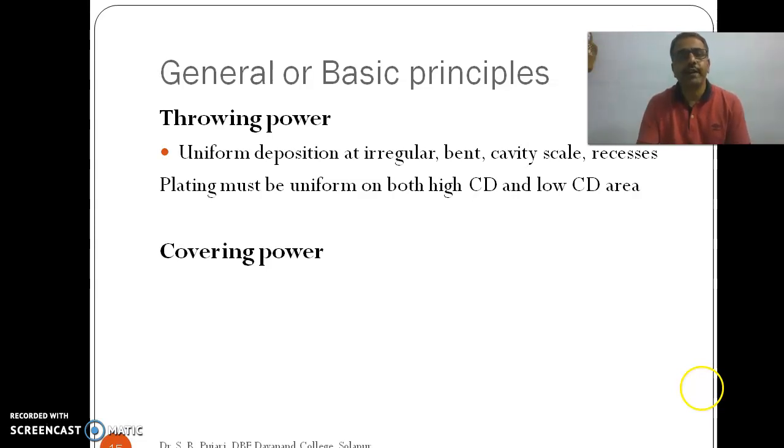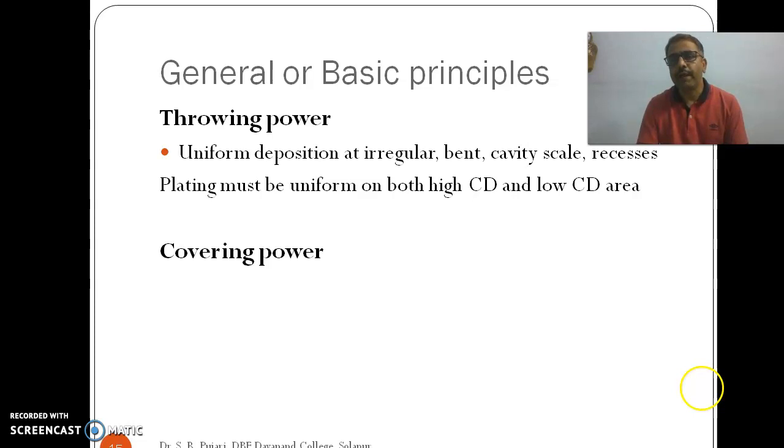So how to detect this? Throwing power means when we need a very uniform deposition at irregular, bent, cavity scale or recess area. If our article to be plated is irregular in shape, that means if you want to plate on a screw, the screw's outer surface becomes a high current density area, while the recess parts, the cavity parts, become the low current density area.